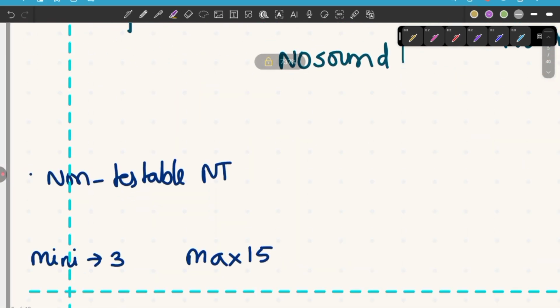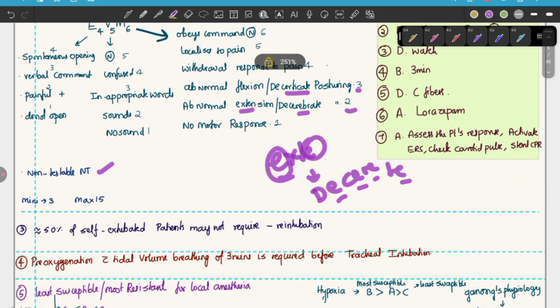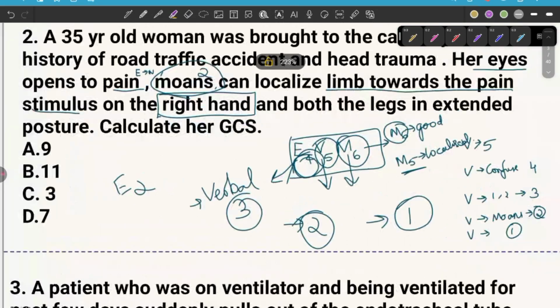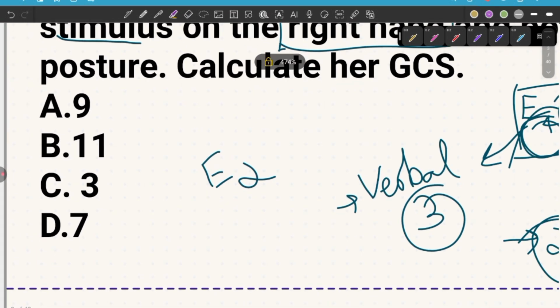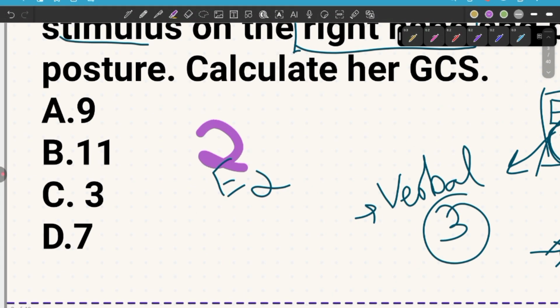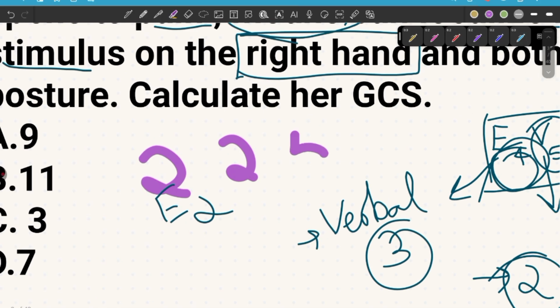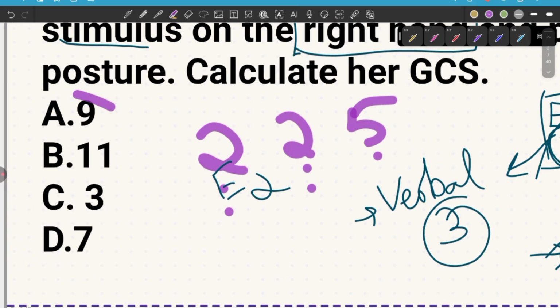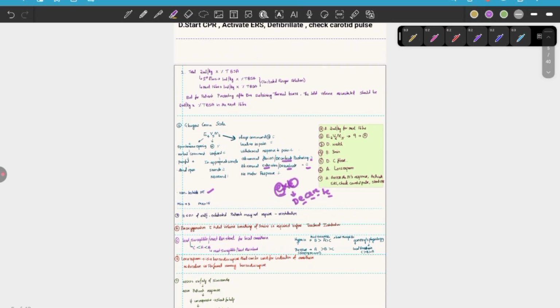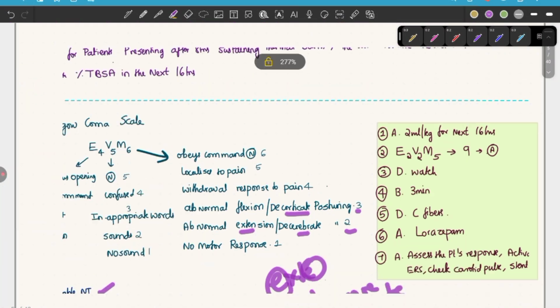See, non-testable, then you have to give NT. Okay, E we are giving 2, E2, V2, M5. 5, 6, 7, 8, 9. So answer is 9. C, 9. E2, V2, M5.